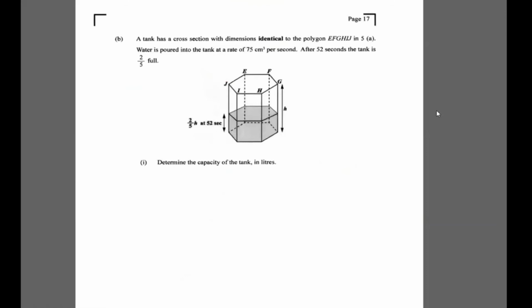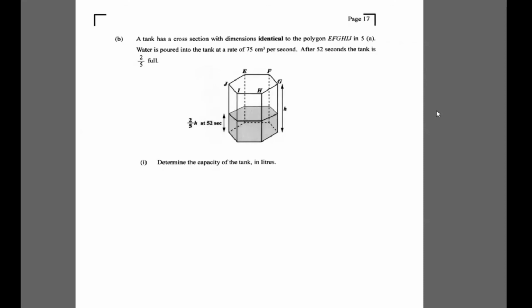Part B, it's a tank of a cross section with dimensions identical to the polygon EFGHIJ. Water is poured into the tank at a rate of 75 cm³ per second. After 52 seconds, the tank is 2/5 full, so that means it's 40% filled. Determine the capacity of the tank in liters.